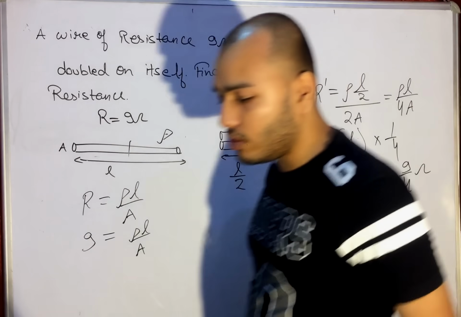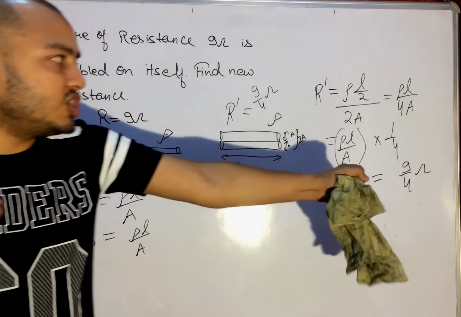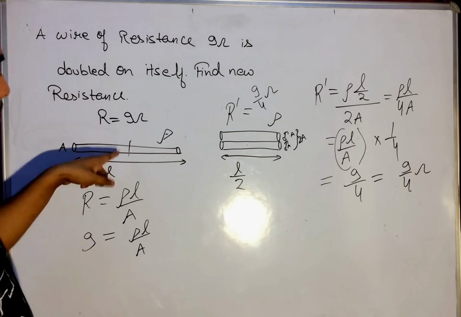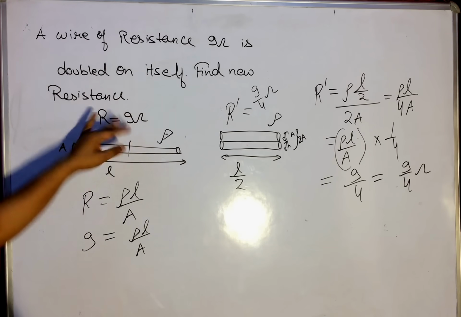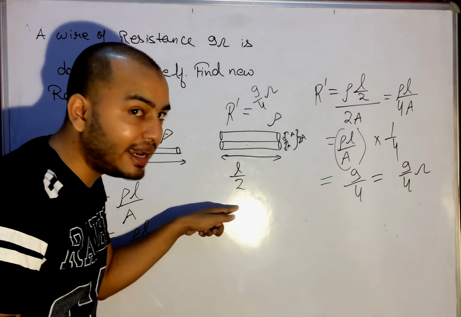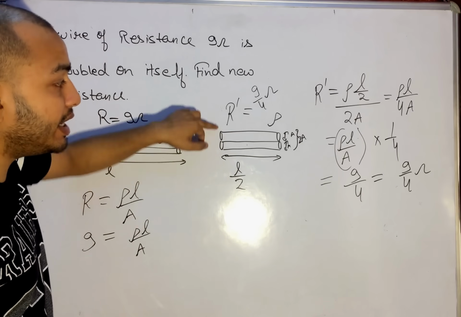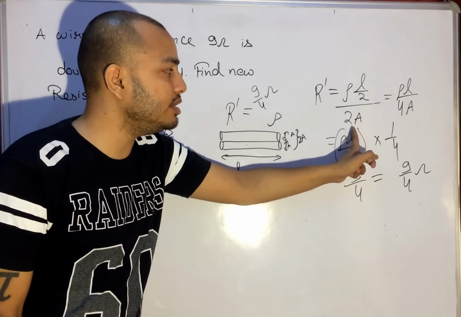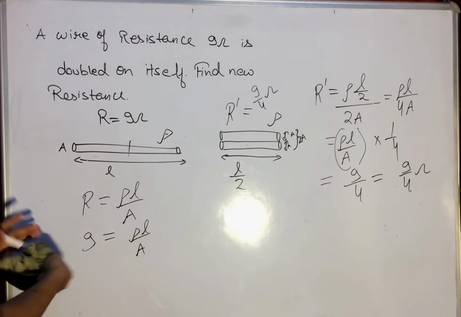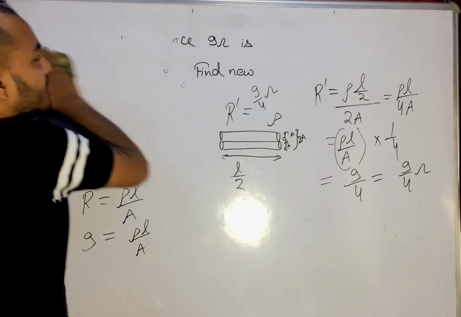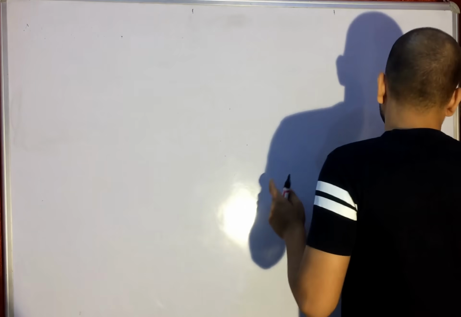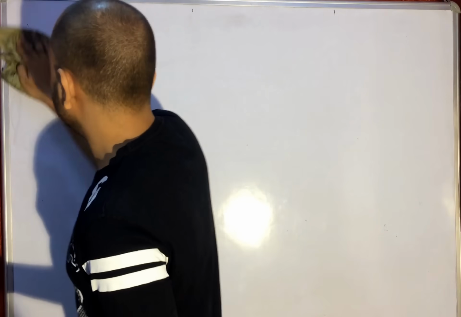This is the method to solve the stretching or doubling type of question. If I triple it, length will become L by 3 and area will become 3A. Then you can solve R dash is equal to rho L by 3 upon 3A. So this is the method to solve these questions. If length is doubled, area will become half. If length is halved, area will become double. And rho will remain the same in both cases.